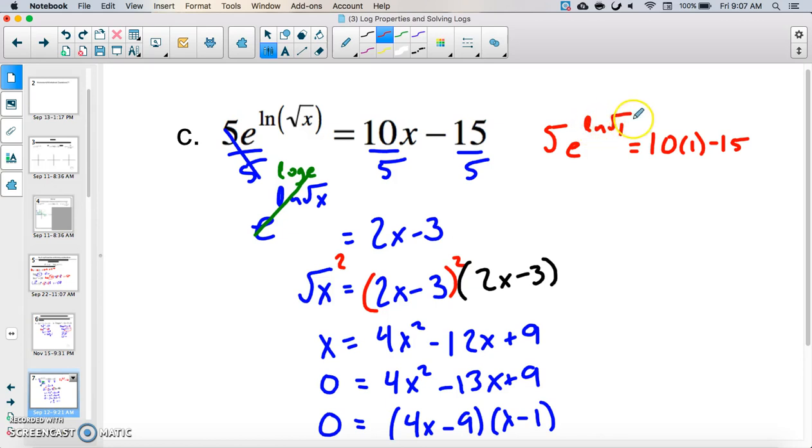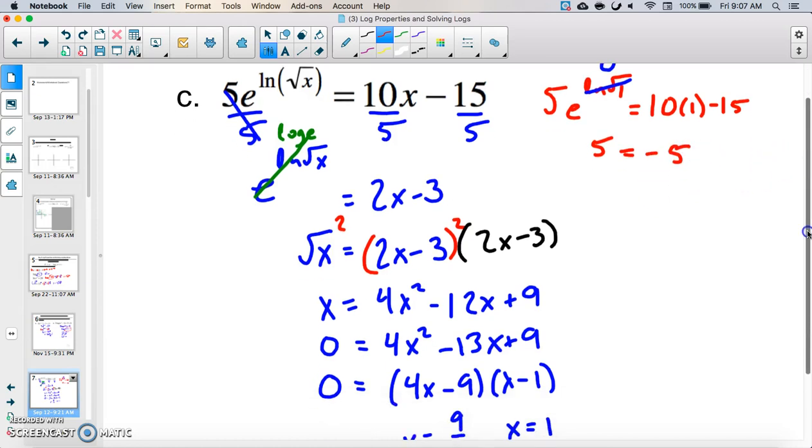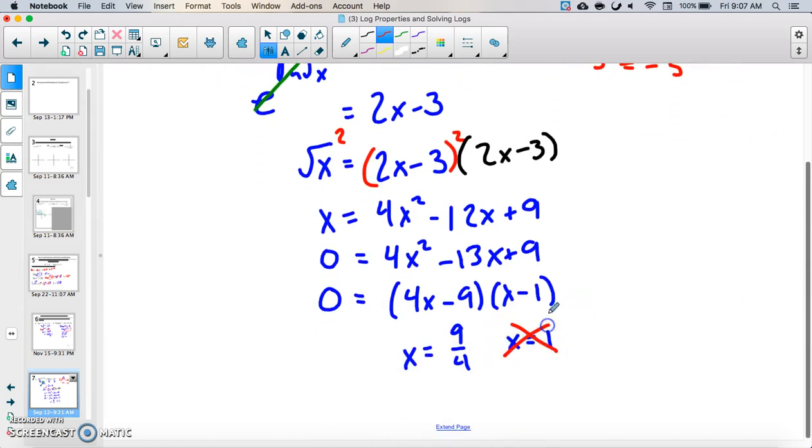So natural log of 1 is 0. So this is like e to the 0 power. So e to the 0 power is 1. So 5 times 1 is 5. Over here, we've got 10 minus 15, so negative 5. So that means that 1 does not work. So this is not a possible solution. So only x equals 9/4 works.